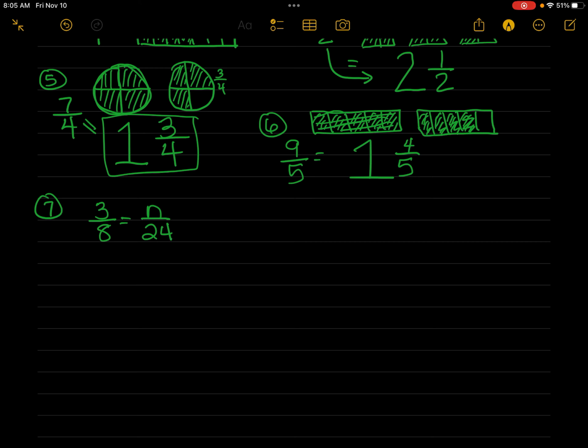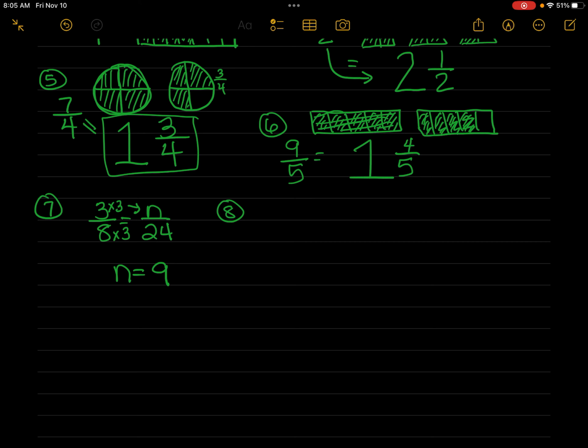But this is number 7. So you look at the one that has both numbers, so 8 and 24, and you say 8 times what is 24? Well, 8 times 3. So then you do the top the same way, 3 times 3, and what does that equal? So that's going to equal 9, so that means n equals 9. Okay, let's do another one.